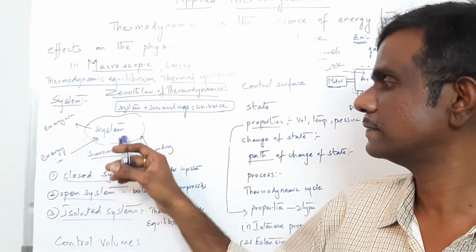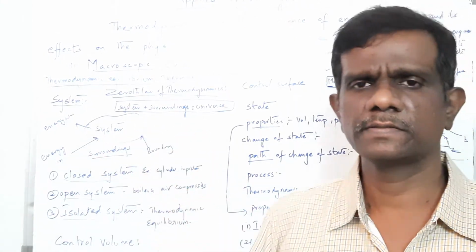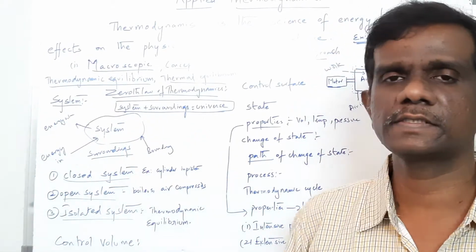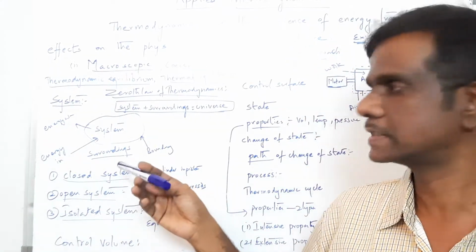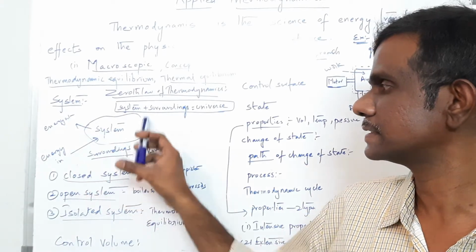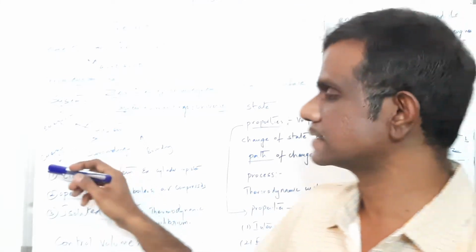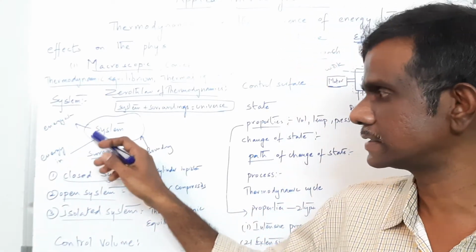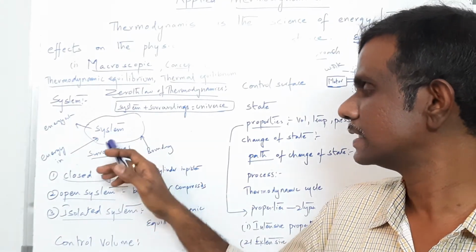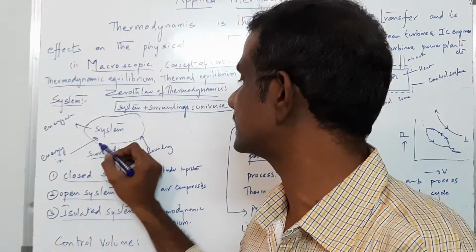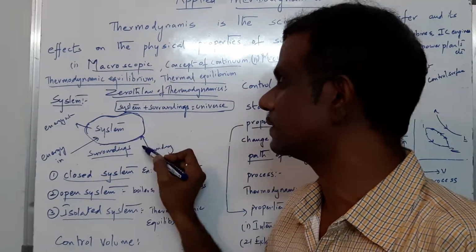So system, everything external. In thermodynamics we are going to study different systems. Okay, so all these things we are going to study. Let us see, I am taking this as a system. For a system, energy transactions take place, energy into the system and energy out of the system. Every system is surrounded by some boundary. So that is called boundary.